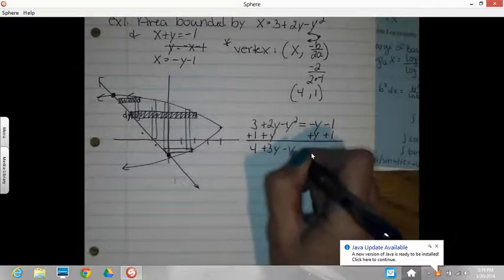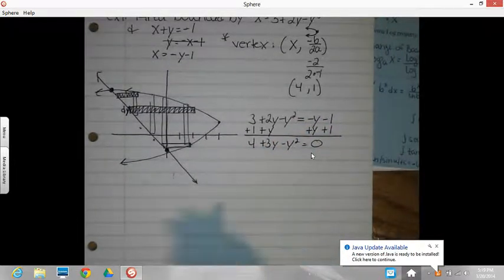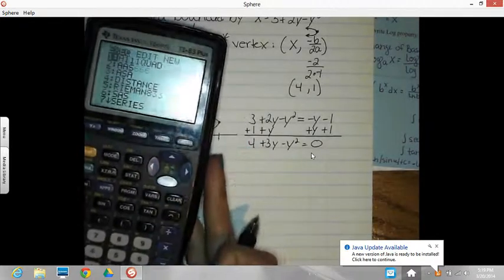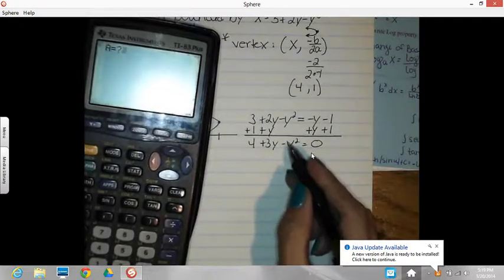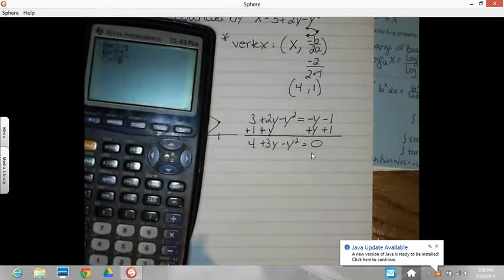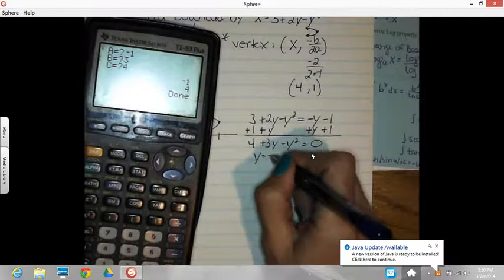Running my quadratic formula, a is always my squared term. That's a negative 1 in this case. B is a 3. C is a 4. So I get y equals negative 1, y equals 4. Now I know my two y values.